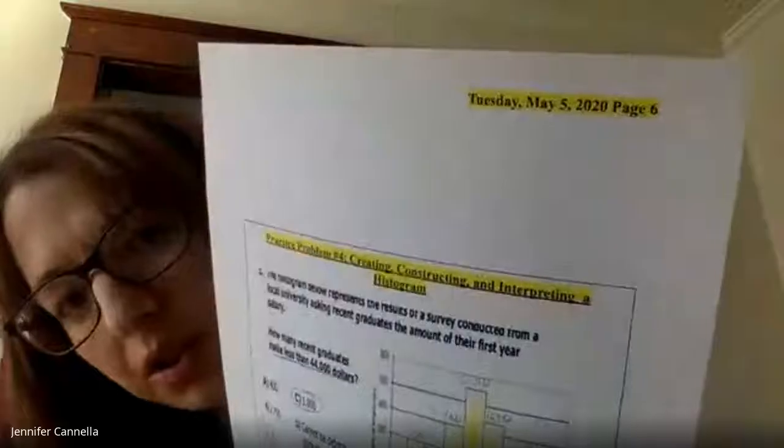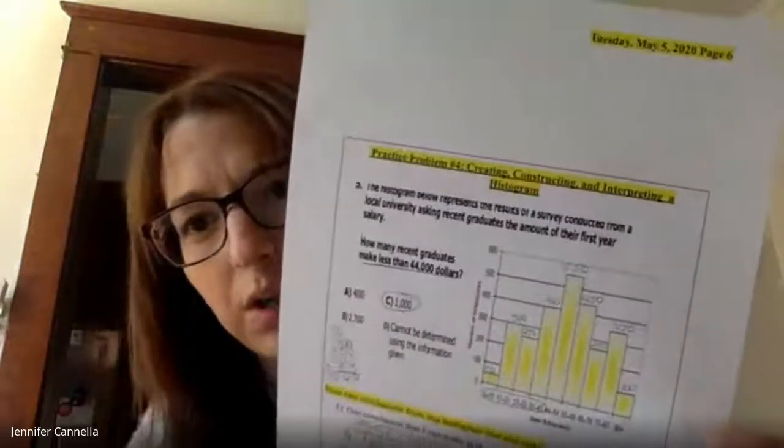Okay, we're now going to move on to this page, which is going to be page 6. I just want to say that the conclusion, you're going to do those on your own. I just want to go over the question. That's what's important right now. Can you read that for us? The histogram below represents the results of a survey conducted from a local university asking recent graduates the amount of their first year salary. How many recent graduates make less than $44,000?